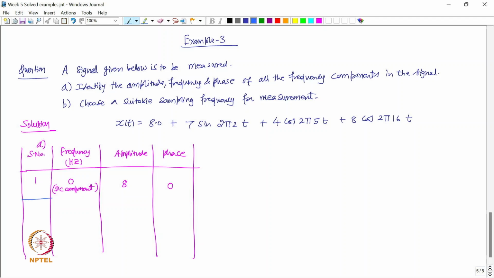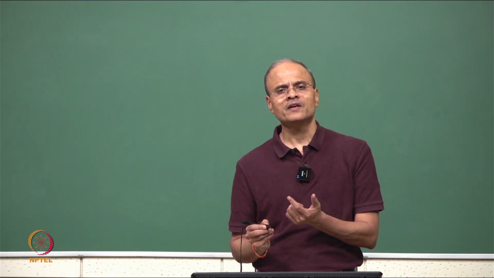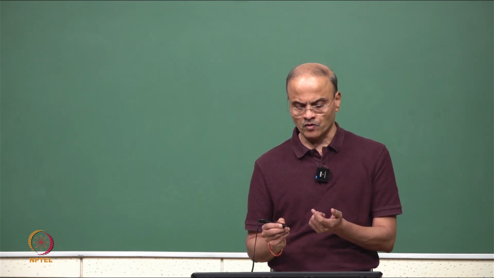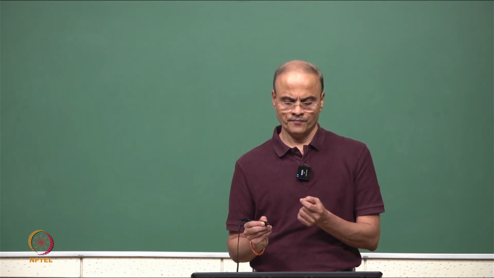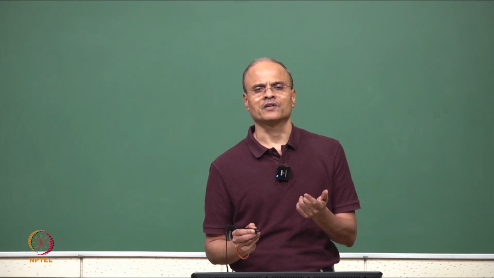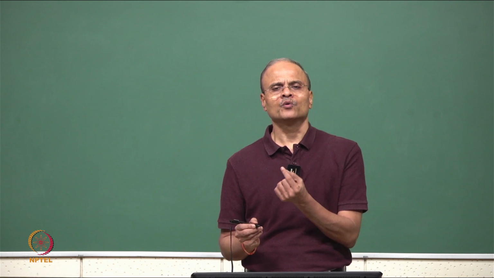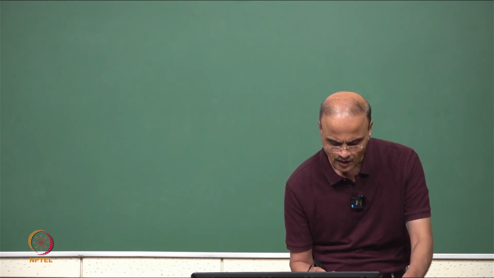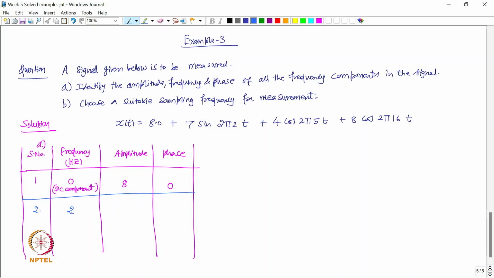Now, let us look at the next one. If you look at the second term, it is 7 sin 2 pi 2 t. The coefficient of t is the frequency in radians per second. So, the radian per second frequency of this component is 2 pi into 2 radian per second, but 2 pi f is the expression for the radian per second frequency. So, 2 is nothing but the frequency in hertz. So, we say that the frequency of this component is 2 hertz, and the amplitude, that is the 7, is the amplitude, and then the phase.